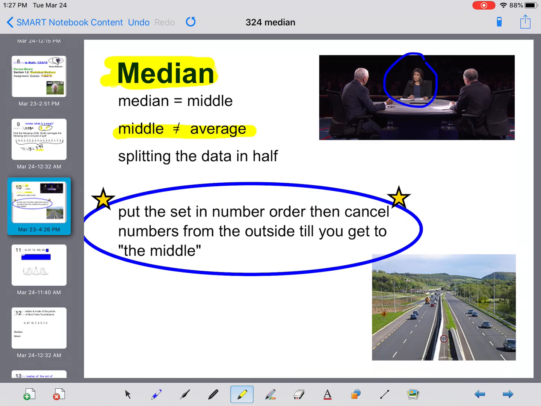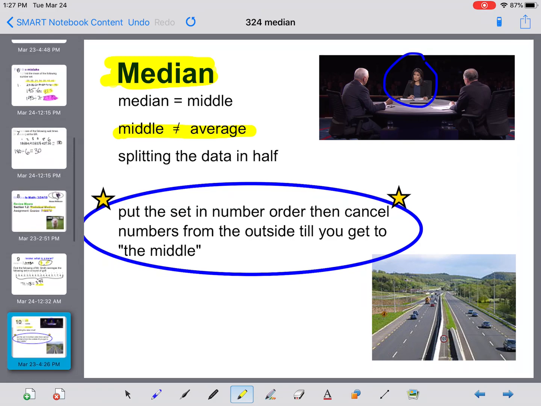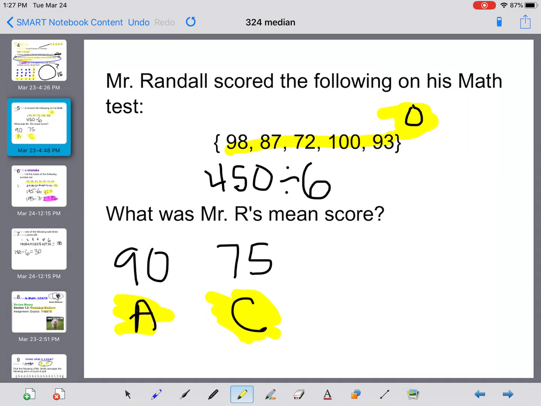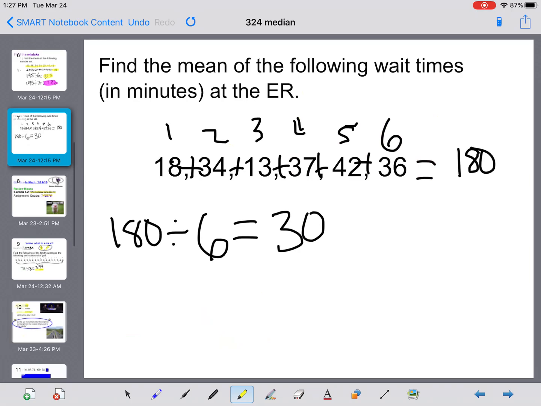So really what the median is doing is it's splitting the data in half. It's taking the middle of the set. Not the average, but the middle. So for example, if we go back up to this one, it would be cutting all of this in half. Of course, we'll have to look at something, but we're not adding it up and dividing it. We're splitting it right down the middle.